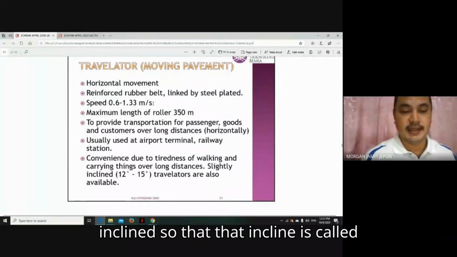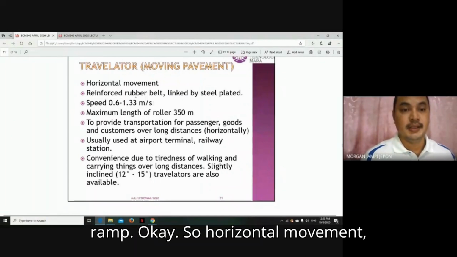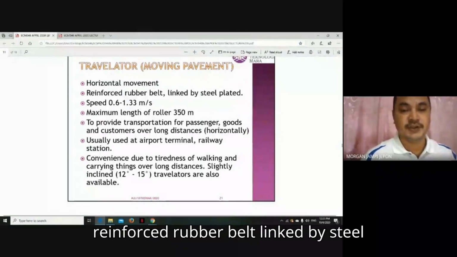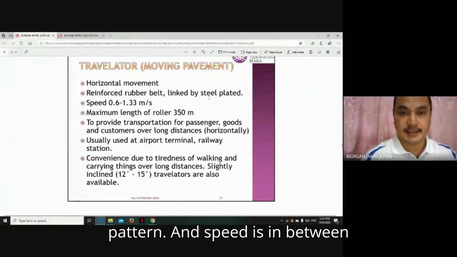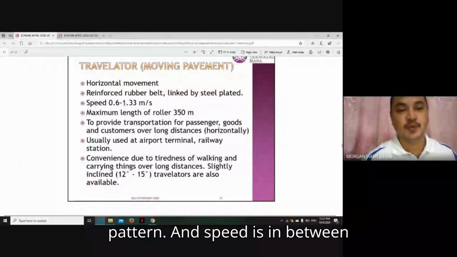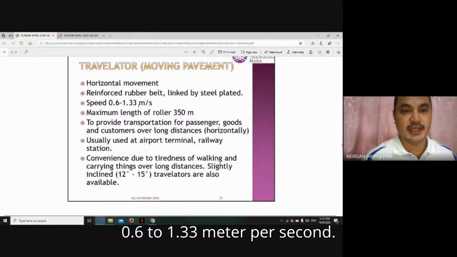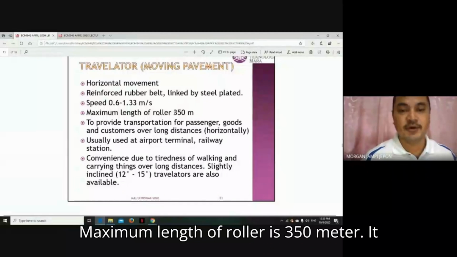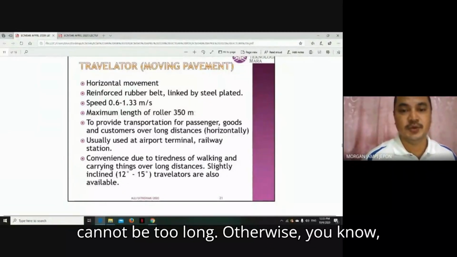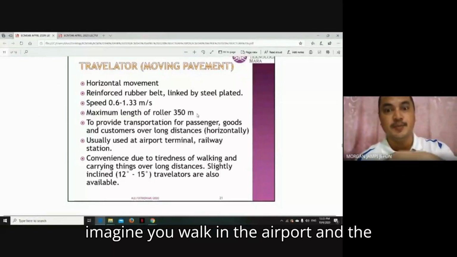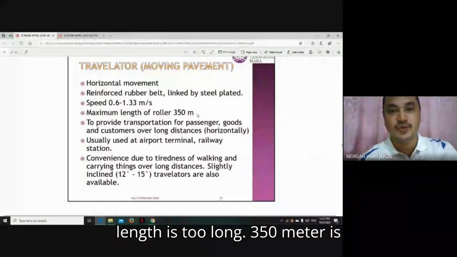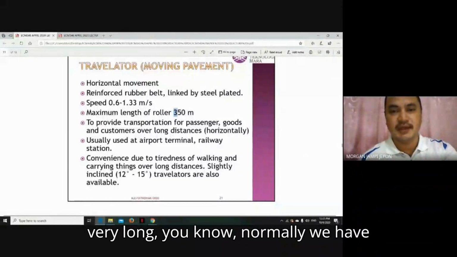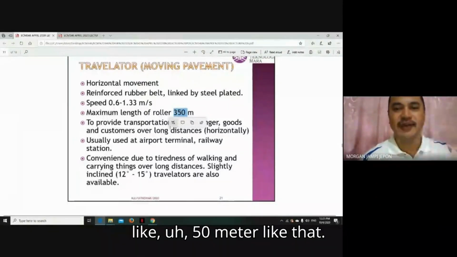It is a horizontal movement, but sometimes it can be a little bit inclined. That incline is called a ramp. Horizontal movement, reinforced rubber belt linked by steel plates, and speed is between 0.6 and 1.33 meter per second. Maximum length is 350 meter. It cannot be too long, otherwise, imagine you walk in the airport and the length is too long. 350 meter is very long. Normally we have about 50 meter like that.